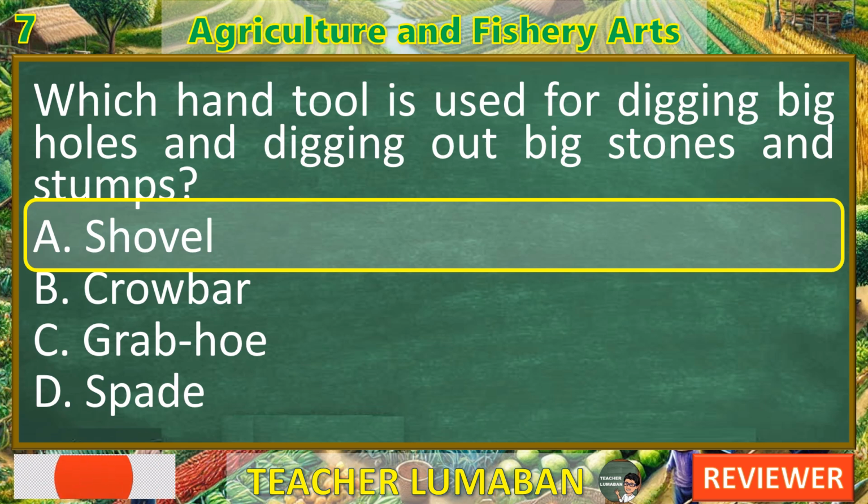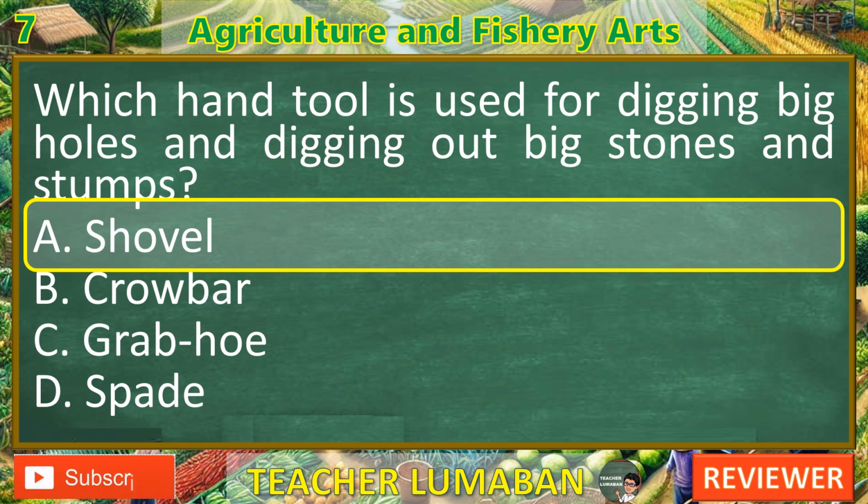B. Crowbar. A crowbar is a tool used primarily for prying and removing nails, lifting heavy objects, or breaking things apart. While it can be used to leverage stones or stumps out of the ground, it is not designed for digging. C. Grab hoe. A grab hoe, also known as a digging hoe or garden hoe, is used primarily for breaking up soil and weeding rather than for digging big holes. It has a flat blade that is more suited for cultivation than for digging large spaces.